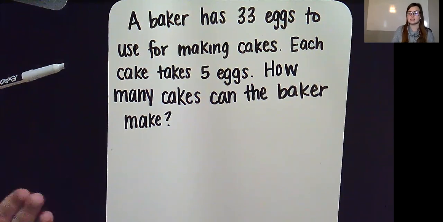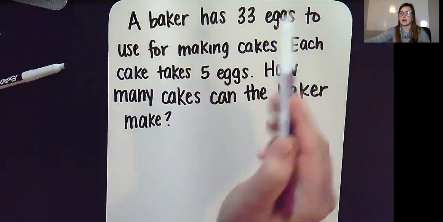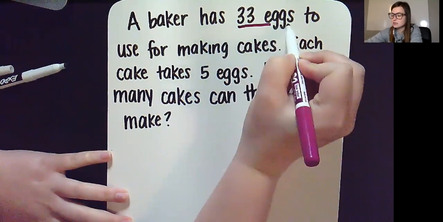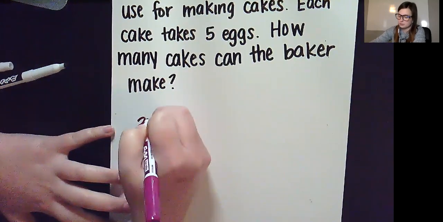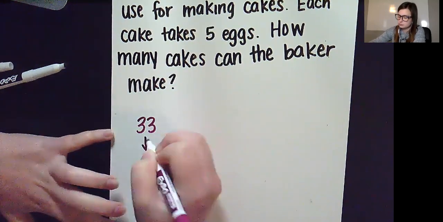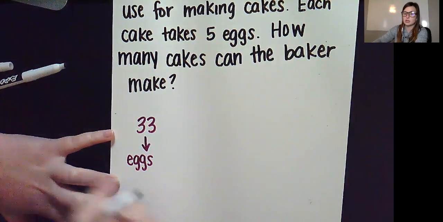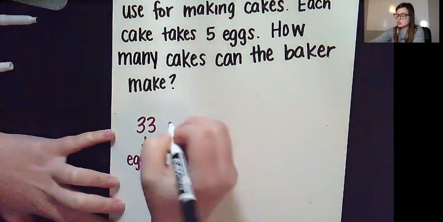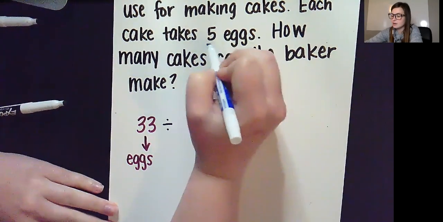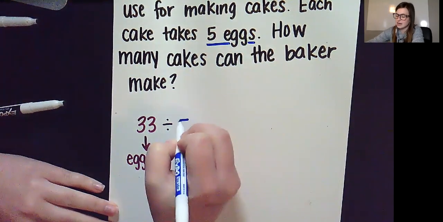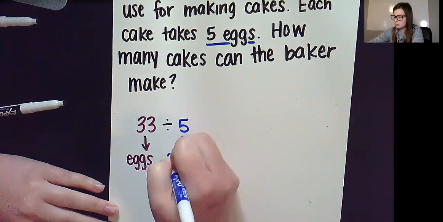So first, let's start by setting up our problem. The baker has 33 eggs. This is going to be our dividend. This is the amount we're breaking apart. So we have 33 eggs, and each cake takes 5 eggs. So 5 is going to be our divisor. And that amount is telling me how many eggs for each cake.